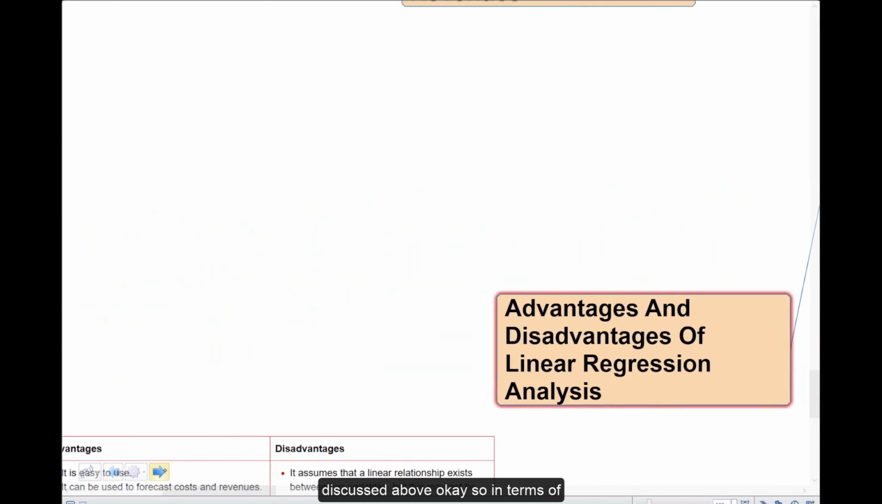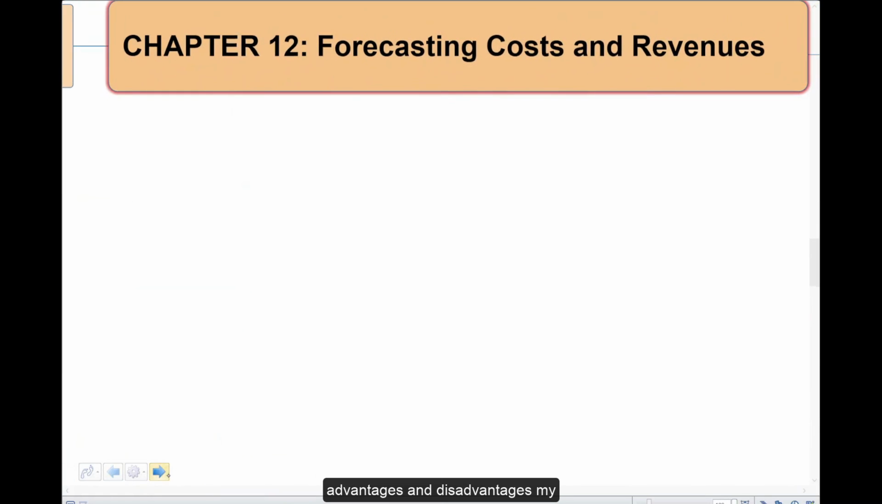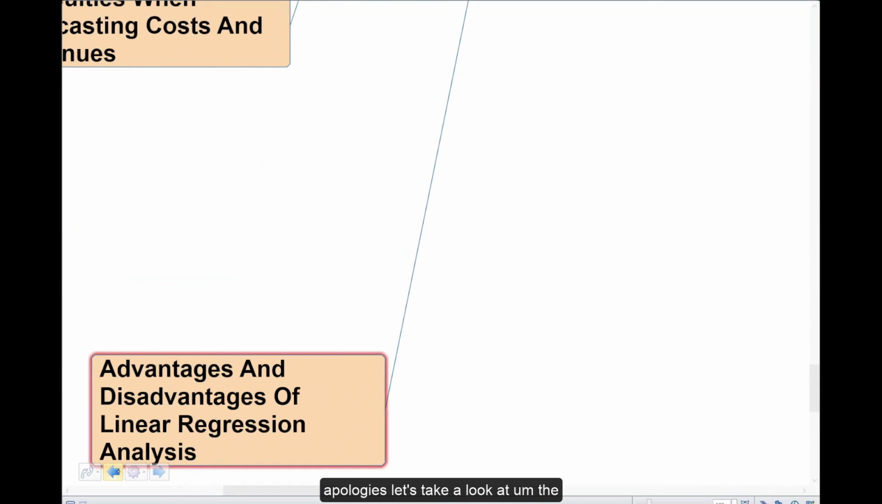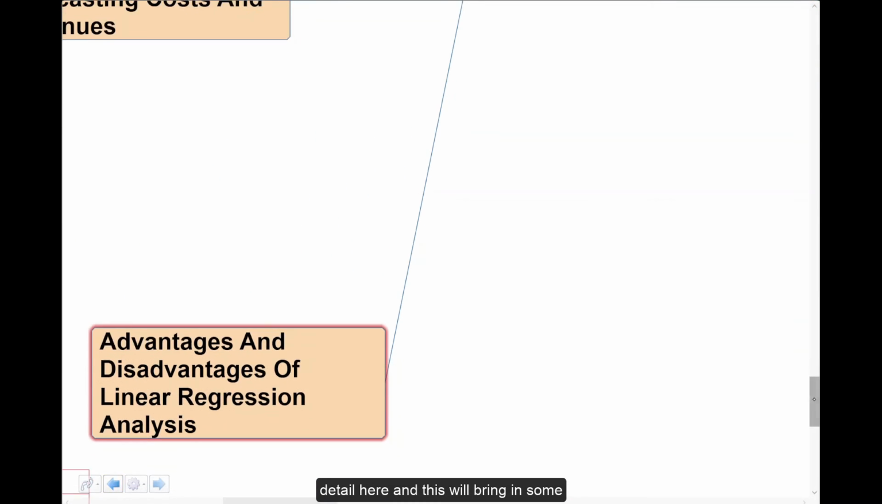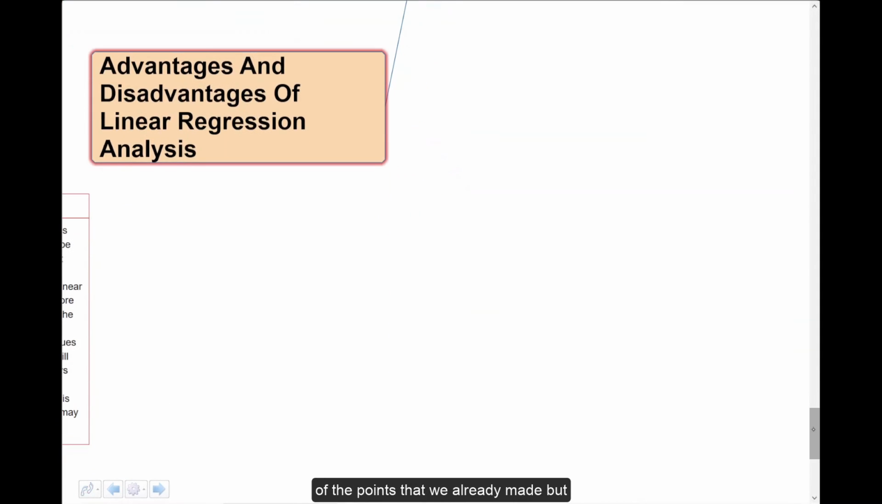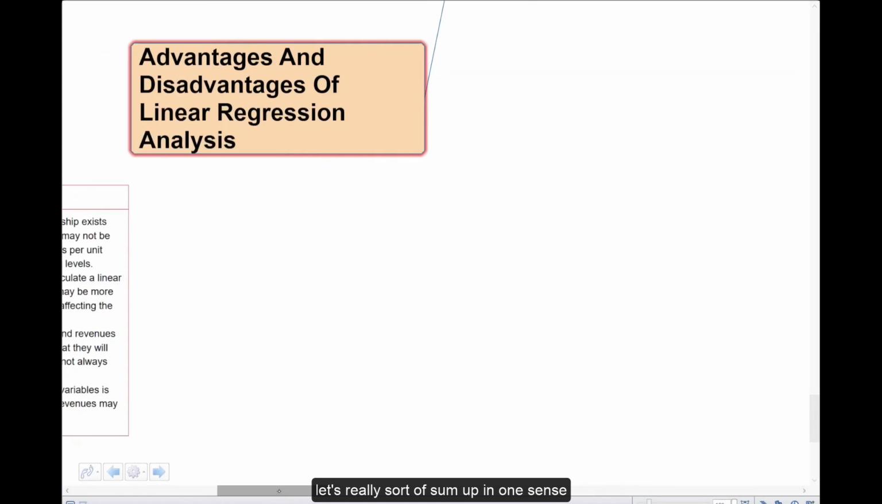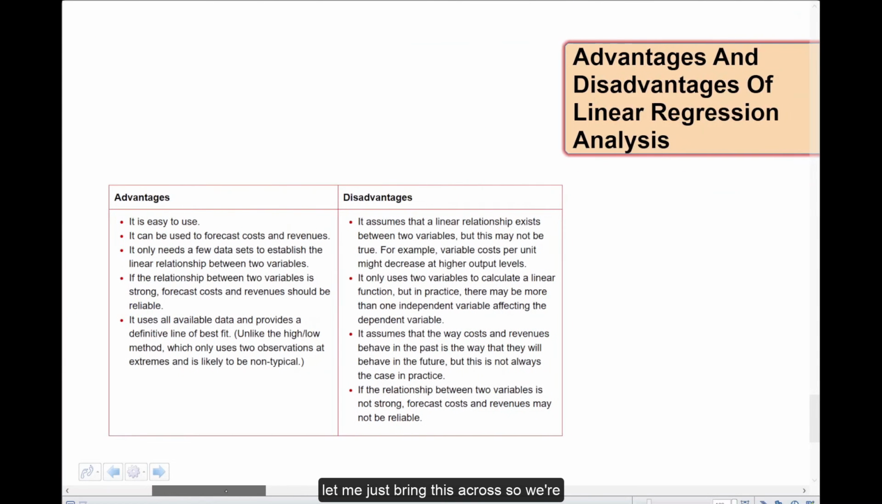Okay? So, in terms of advantages and disadvantages, let's take a look at the detail here. And this will bring in some of the points that we've already made. But let's really sum up in one sense. Let me just bring this across. So we're thinking about this linear regression analysis, the formula that we saw up top.